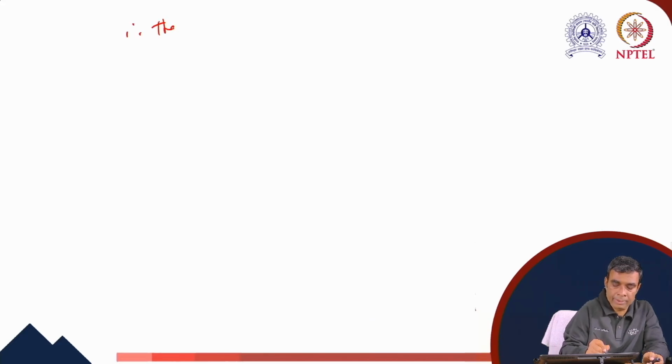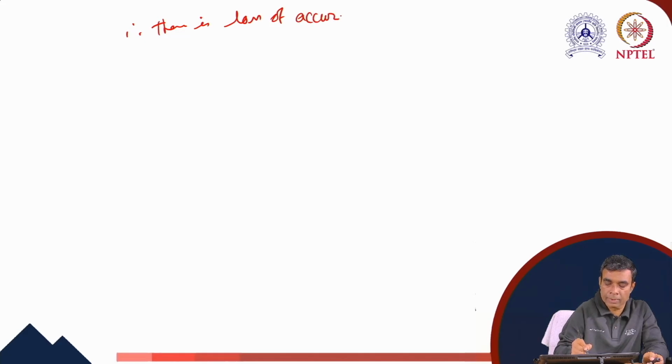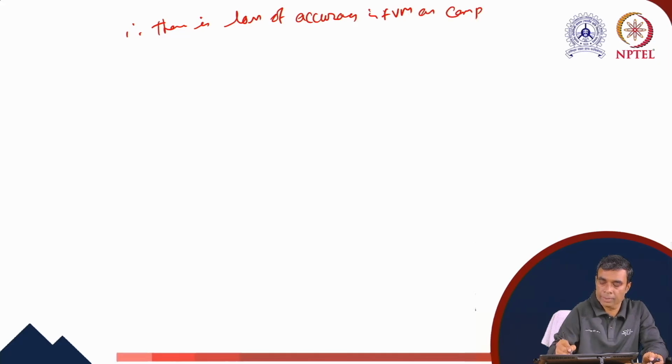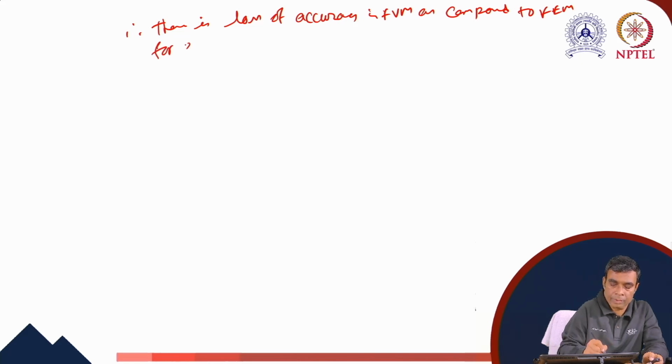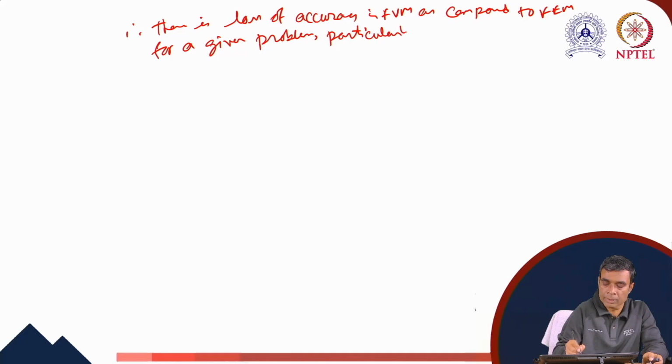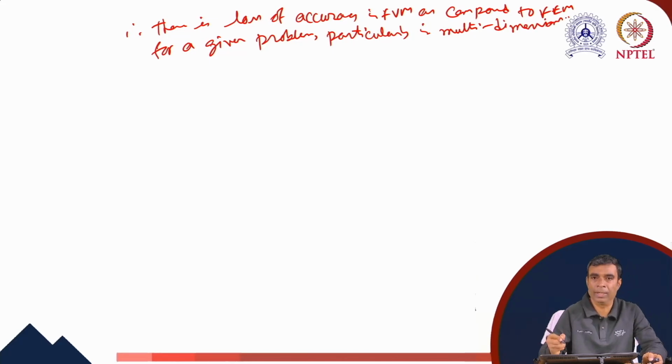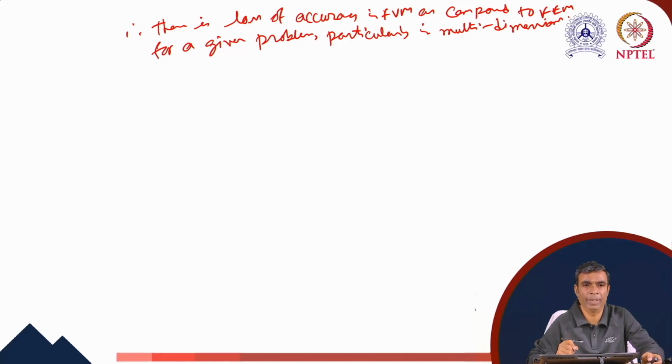Therefore, there is loss of accuracy in FVM as compared to FEM for a given problem, particularly in multi dimensions. The difference between these two methods is not much appreciable in one dimension, but when you go for multi-dimensions, then the difference becomes prominent.